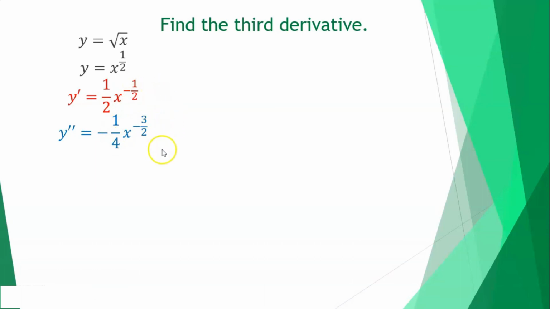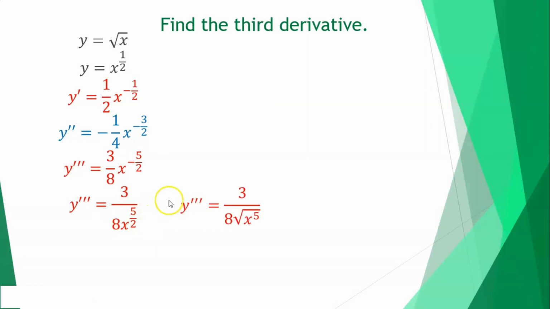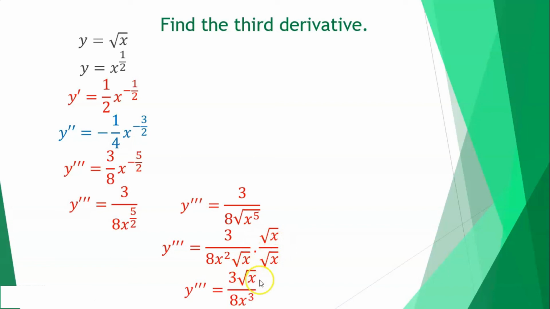To get the third derivative, that would be negative times negative, so that's 3/8. So negative 3/2 minus 1 is negative 5/2. Or we can rewrite it as 3/8 x to the power of negative 5/2. Or rewriting this, we will have 3/8 over the square root of x to the power of 5. Or that could be x squared times square root of x. So rationalize it. Multiply the entire expression by square root of x. So our final answer would be 3 square root of x over 8x cubed.